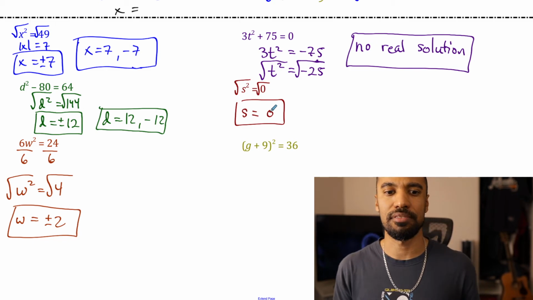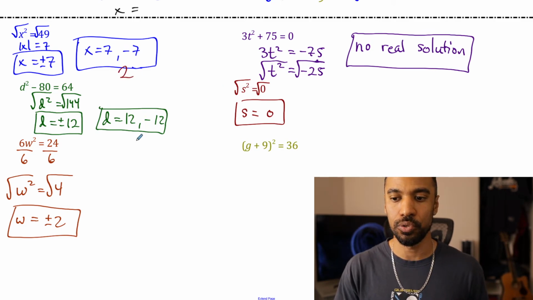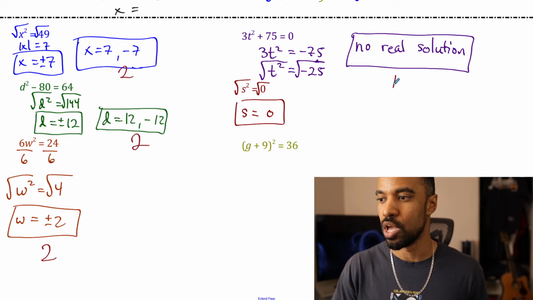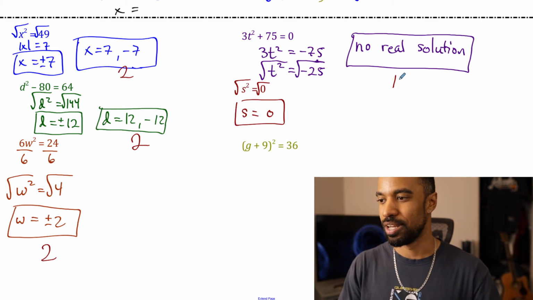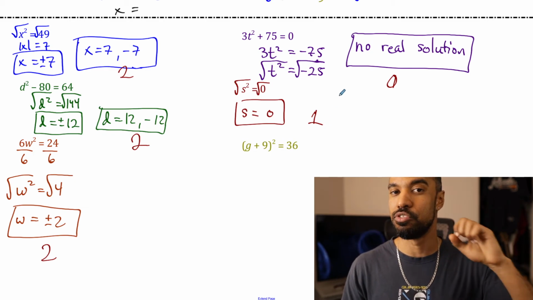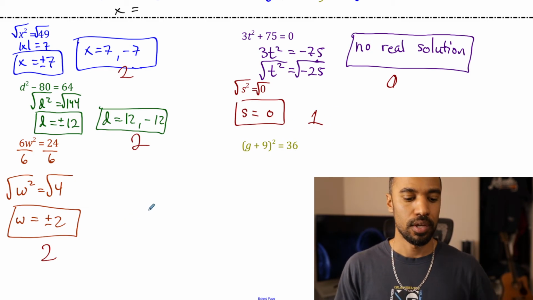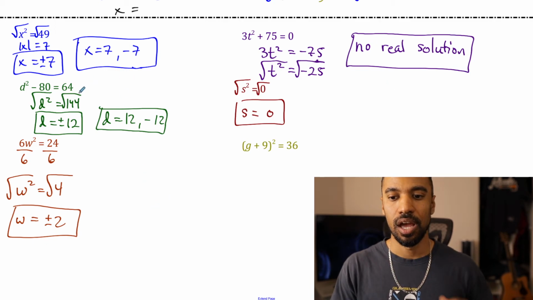I don't know why I saved it for this time to say this, but there are instances now. We've seen 2 real solutions, 0 real solutions, and 1 real solution here. We've seen instances of 0, 1, and 2 now. So what gives you 0, 1, or 2 real solutions?